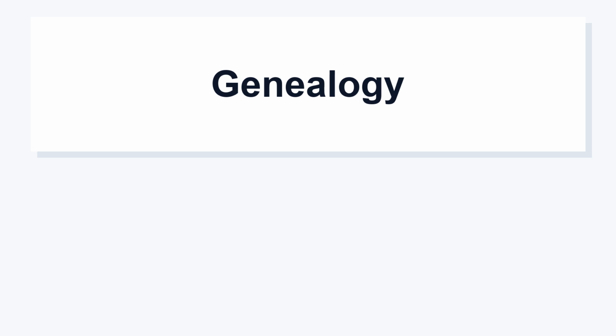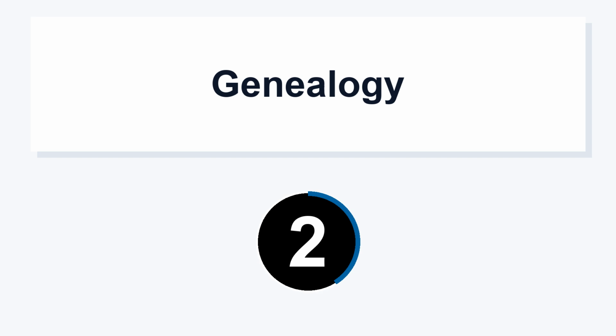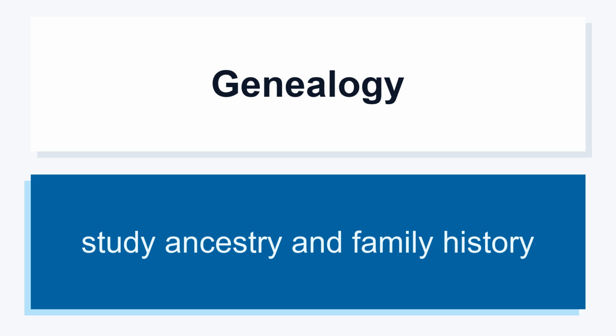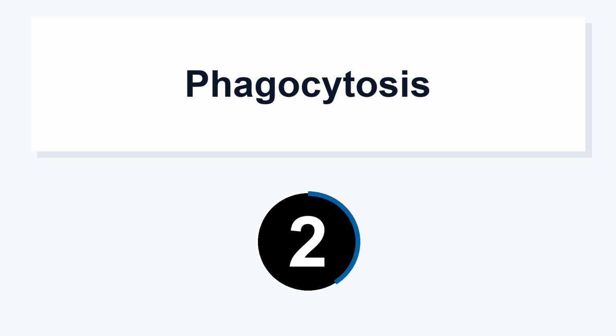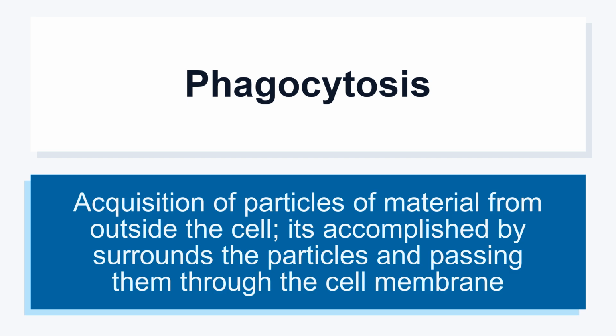Genealogy: study of ancestry and family history. Phagocytosis: acquisition of particles of material from outside the cell. It's accomplished by surrounding the particles and passing them through the cell membrane.